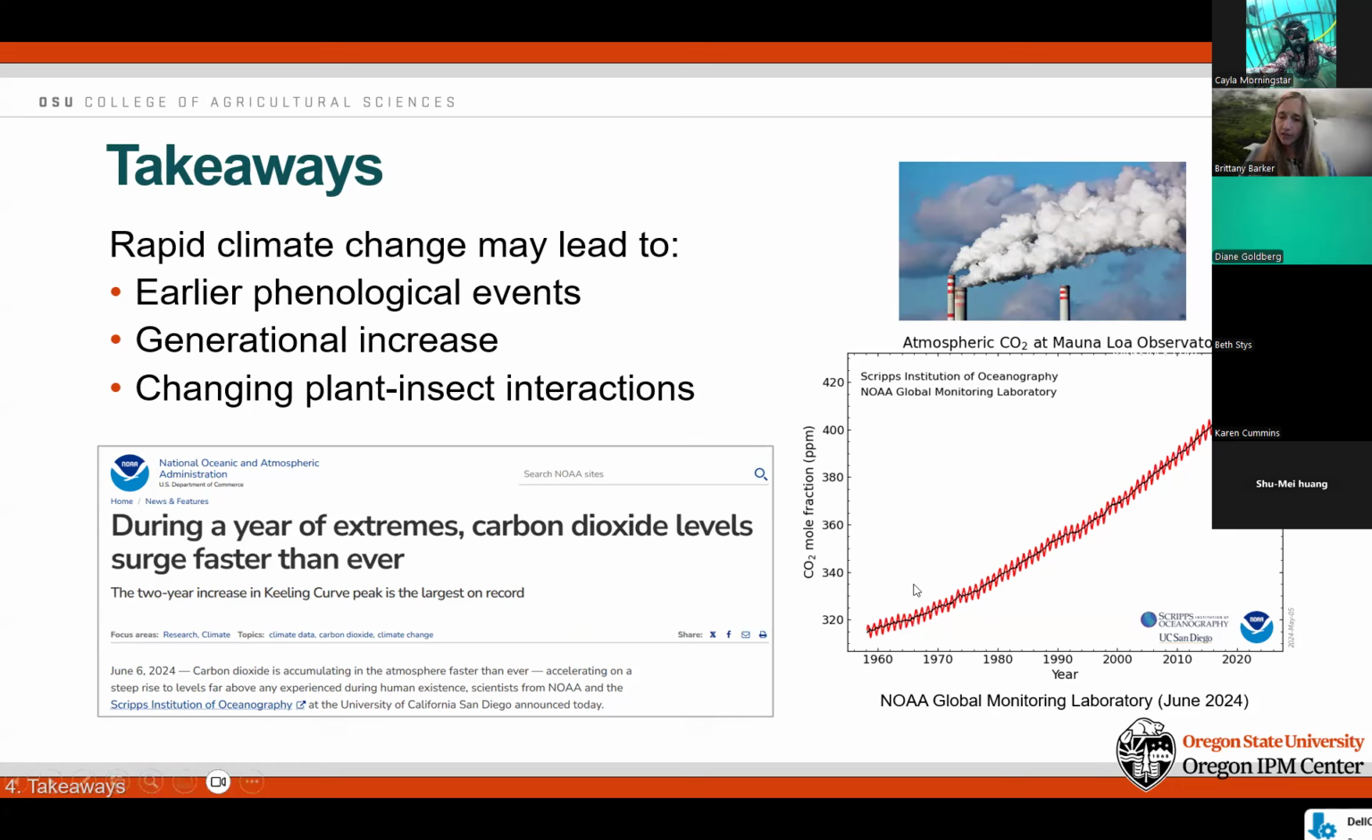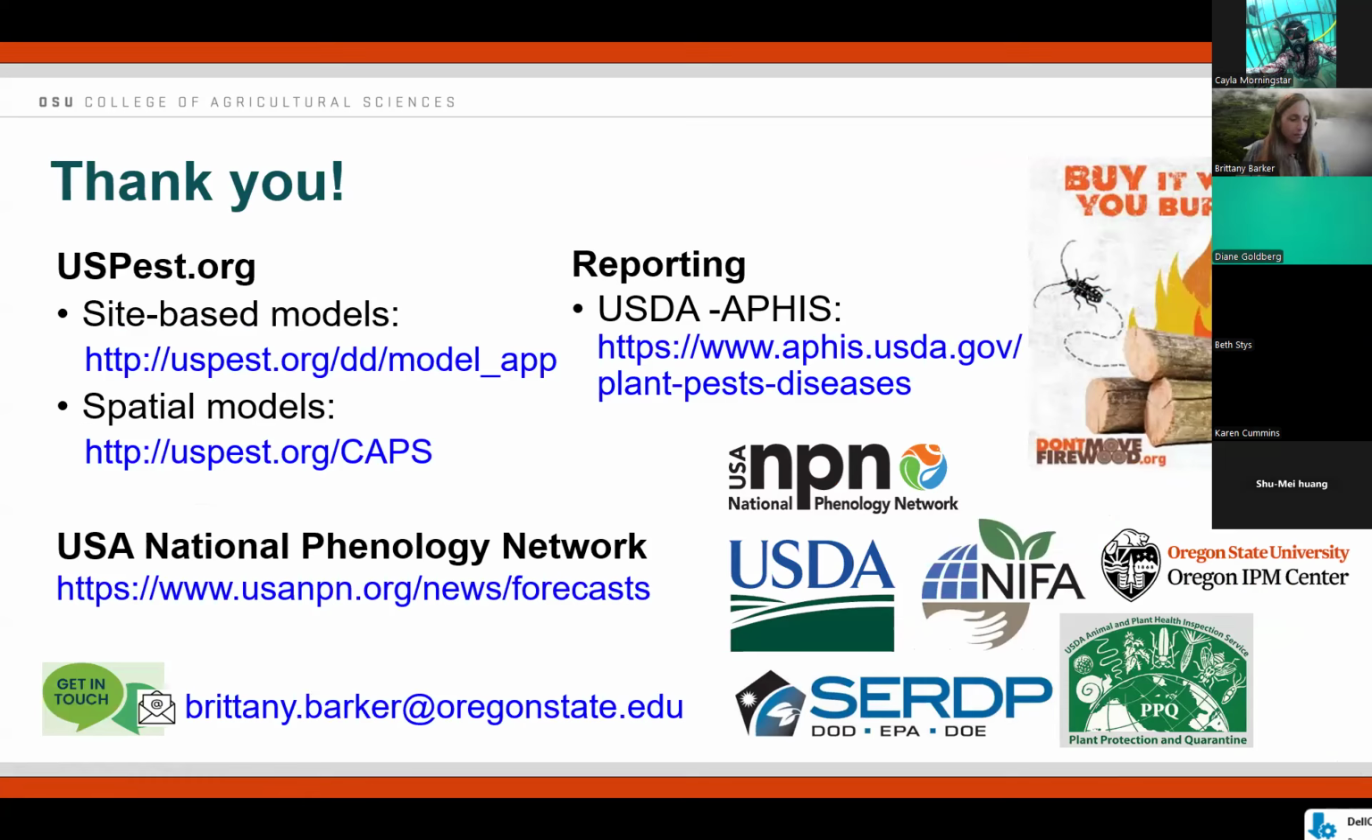So this plot over here, you may be familiar with the Keeling curve. We've been tracking CO2 levels since 1958 in Mauna Loa. You can see it's almost an exponential increase. So we really need to be using these predictive models, because it's hard to predict what's going to happen based on the calendar approach. And with that, I'd like to thank you for your time and I'll take questions.